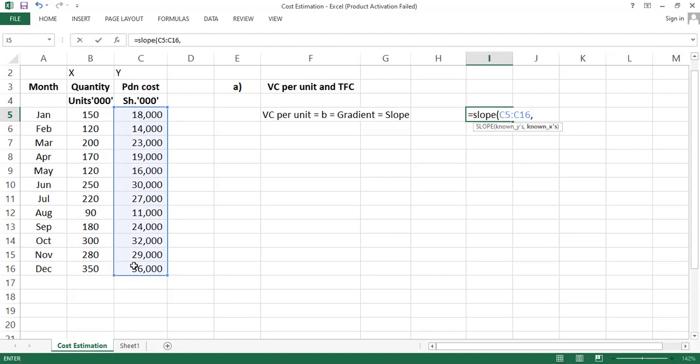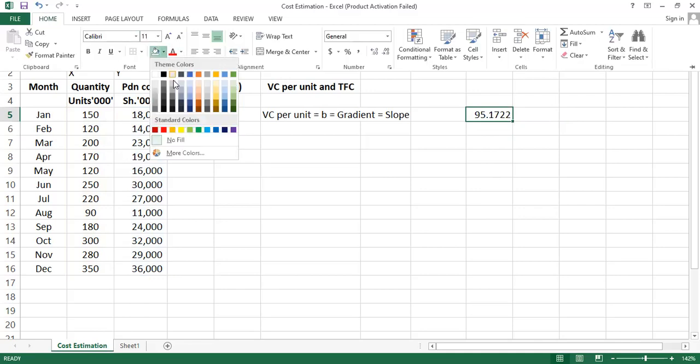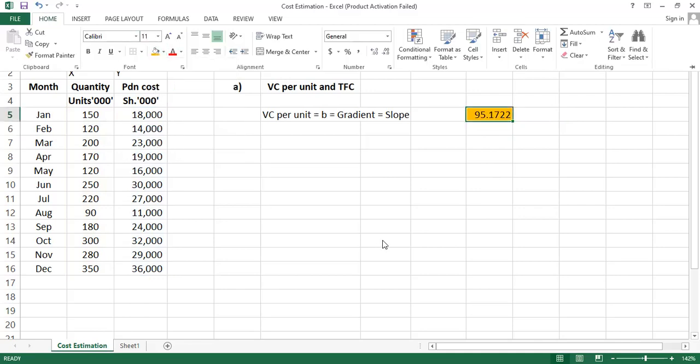Then you pick the values of the x's. The first one is 150, but I want all up to the last. I close the bracket, and then I press enter. If you press enter, the value of B is the figure that we get.